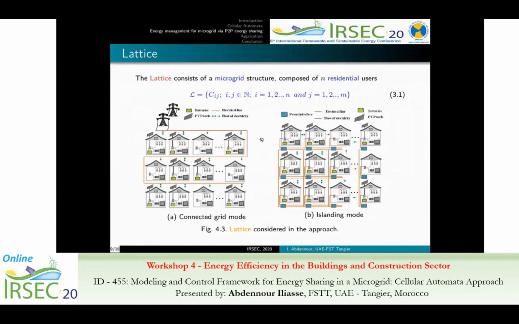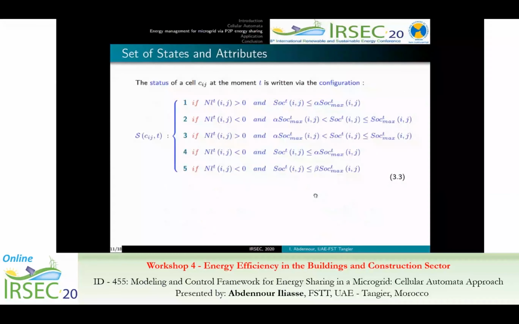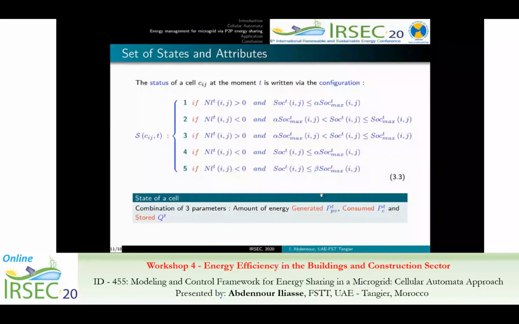The lattice is the microgrid structure composed of households connected to each other via the grid or power interface, and the state corresponds to the energy status of a household. We have defined 5 states: demand satisfied plus, demand satisfied minus, surplus power, deficit, and grid connection. So the status of a cell at the moment T is written via this configuration.